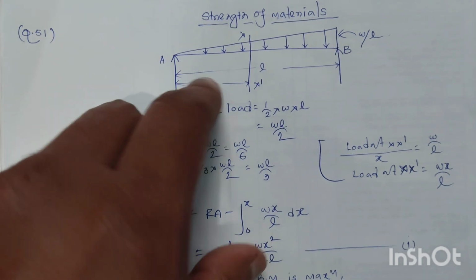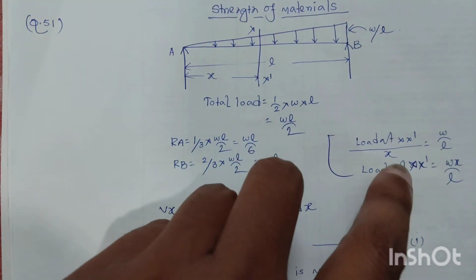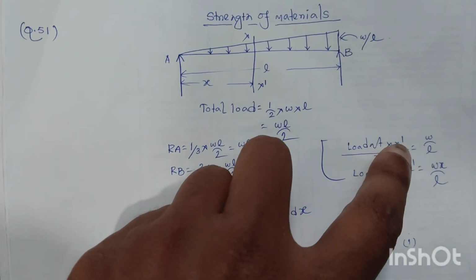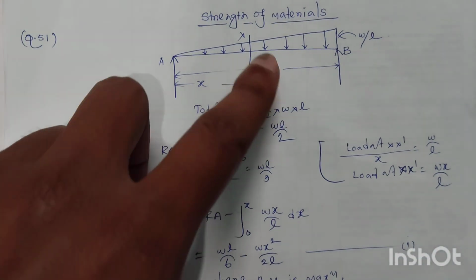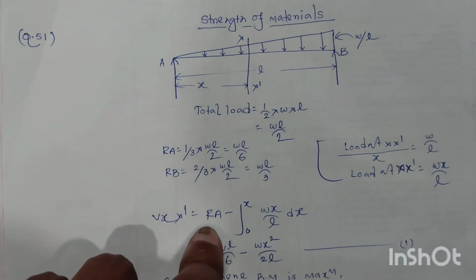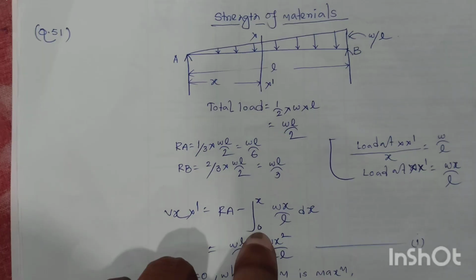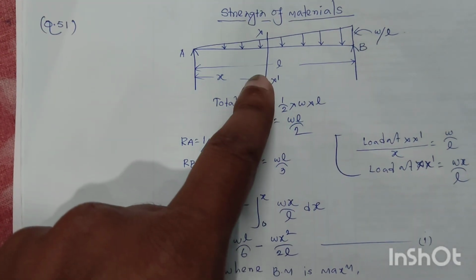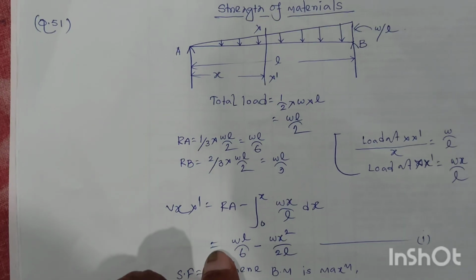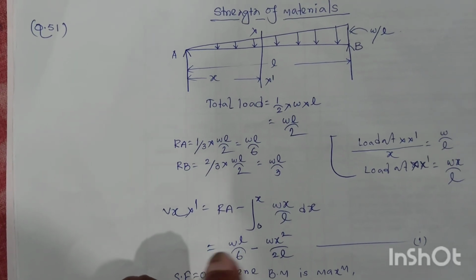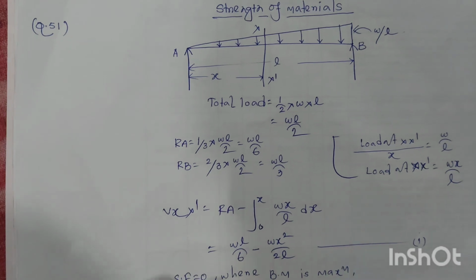Now let's take a section x dash at a distance small x from the left end A of the beam. At this section the load will be, by calculation, Wx by L. So the shear force at this section will be reaction RA minus this load Wx by L, but the distance will vary from 0 to x for the section. After calculation, the shear force V at this section x dash will be WL by 6 minus Wx square by 12. This is equation number 1.